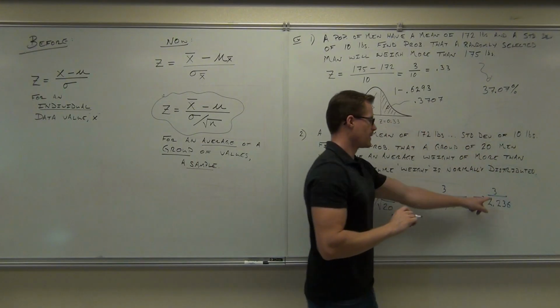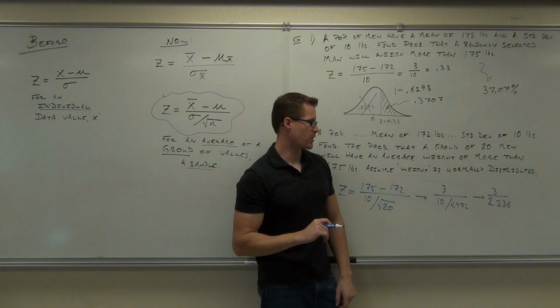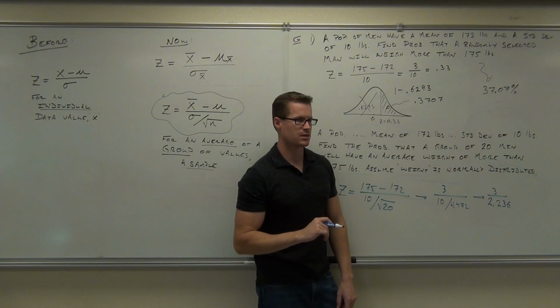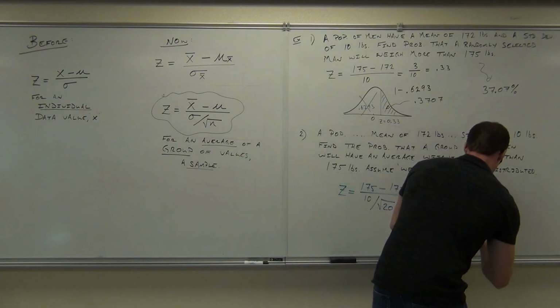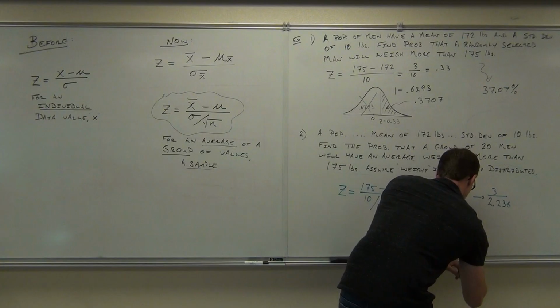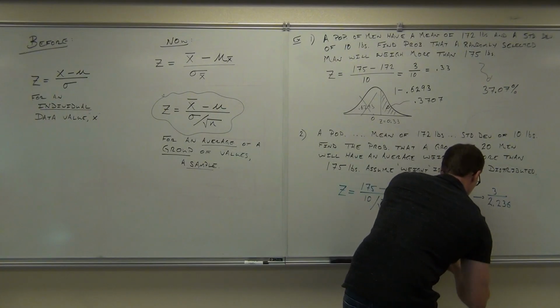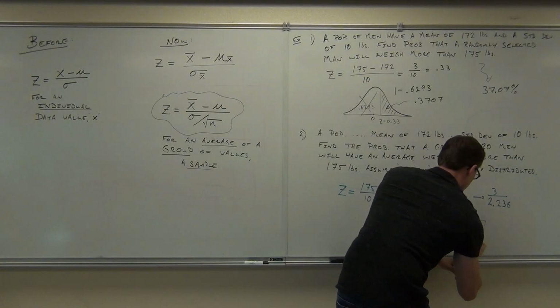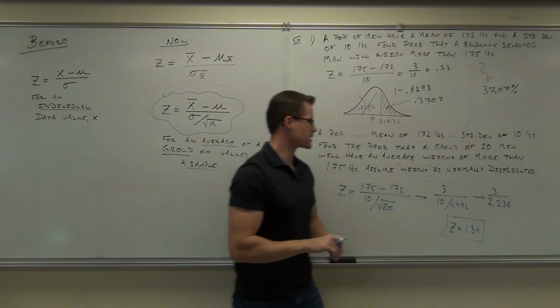And lastly, give me that. 3 divided by 2.236. 1.34. That one you can round because of the z-score. Round to 2 decimal places.